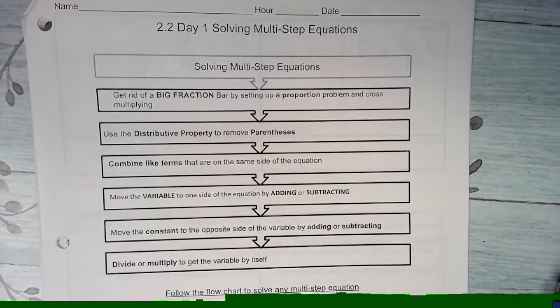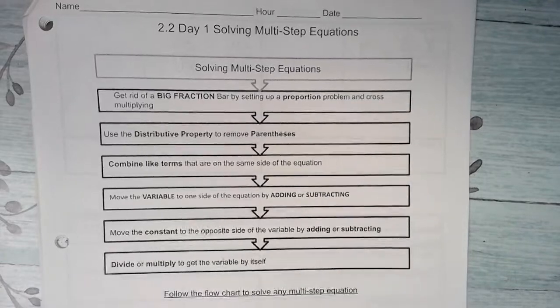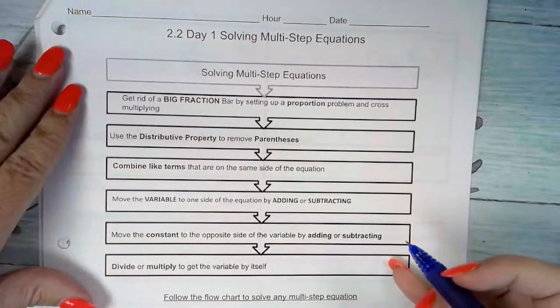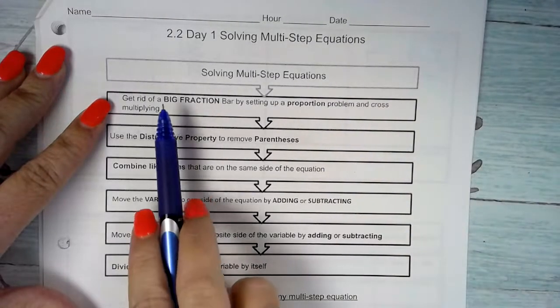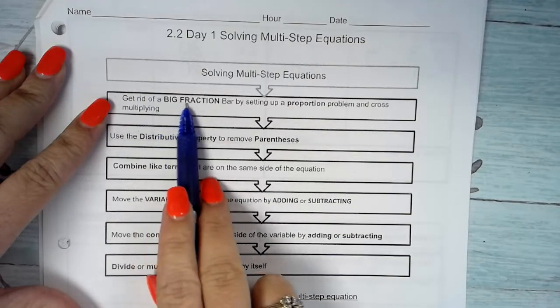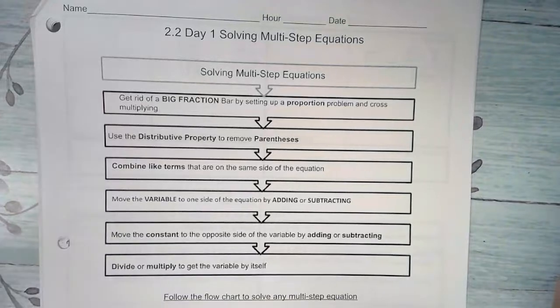Hey, today we are going to learn how to solve multi-step equations. And if you look at your notes, you'll see that we have steps written out in order to be able to solve these equations. The very first thing you always want to do when looking at an equation is look to see if there's a big fraction bar. To get rid of that big fraction bar, you could either set up a proportion and then solve the problem by cross multiplying, or multiply by the denominator, whichever way you would rather.